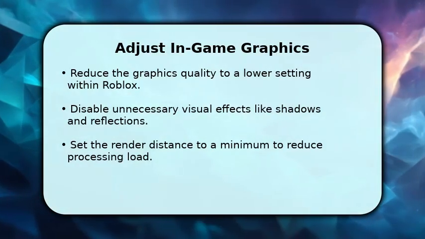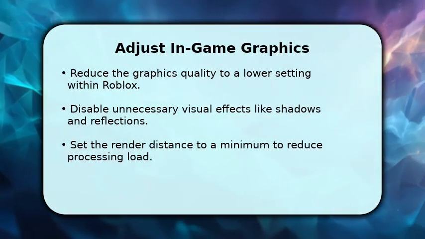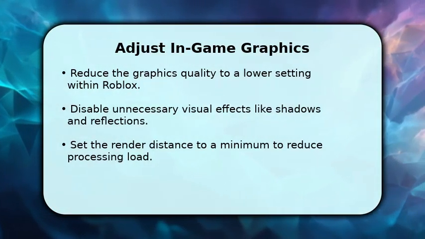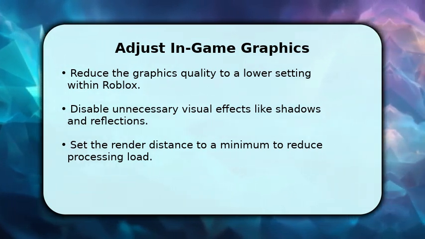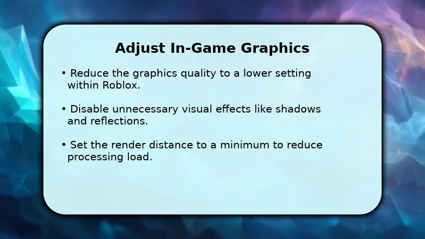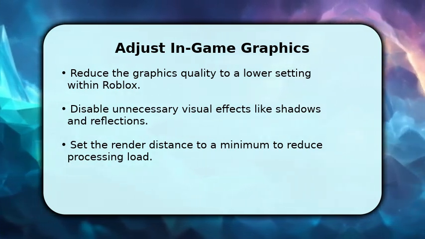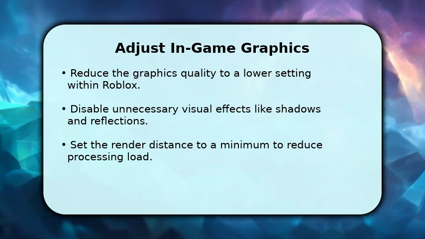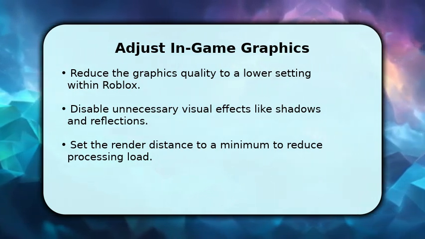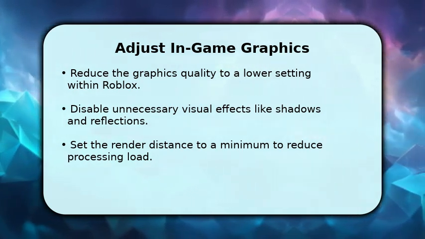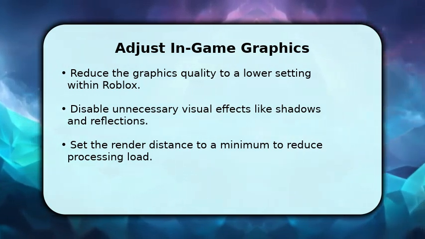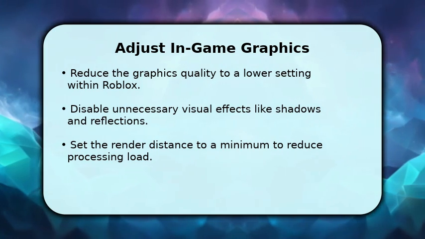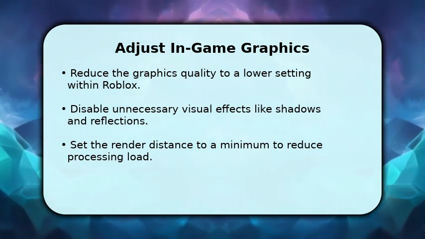Once you're in Roblox, head to the in-game settings to make some crucial adjustments. Lowering the graphics quality is often the most effective step. Try setting it to level 1 or 2. You should also disable any unnecessary visual effects such as shadows, reflections, and bloom. Furthermore, reducing the render distance to its minimum setting will significantly decrease the amount of data your device needs to process, leading to a much smoother experience.